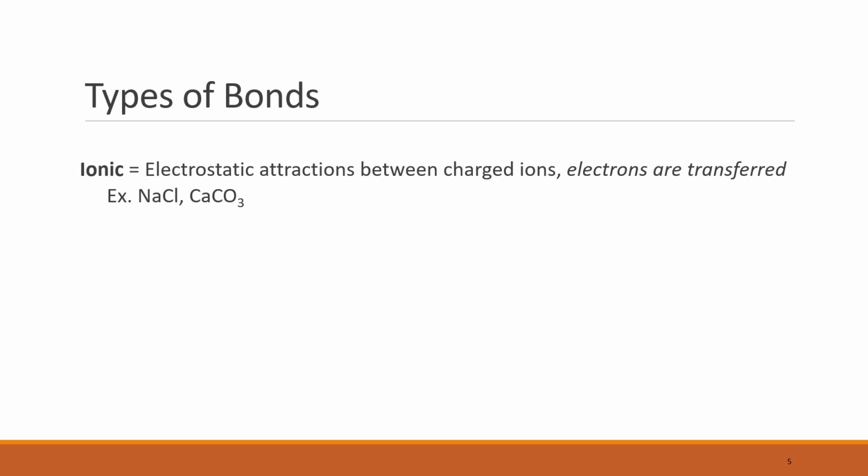So what holds an ionic bond together? What holds an ionic bond together is the electrostatic attractions between the ions. So we have a positively charged cation and a negatively charged anion. Due to these opposite charges, they're attracted to each other, and that's what holds it together. Now, ionic bonds are dependent upon the transfer of electrons because in order to get ions in the first place, you either need to gain electrons to become negatively charged or lose electrons to become positively charged.